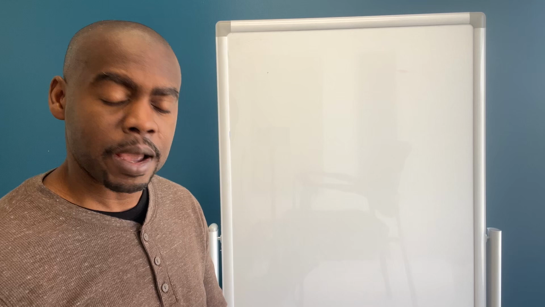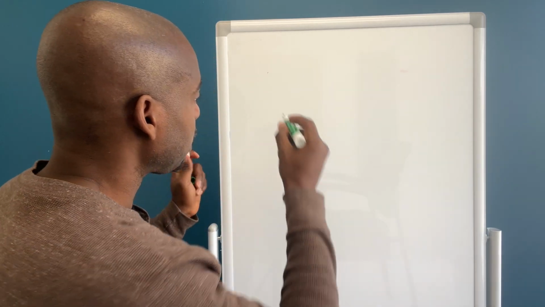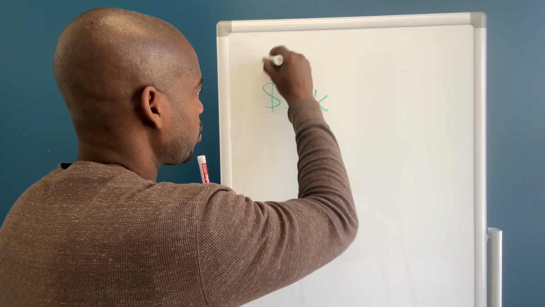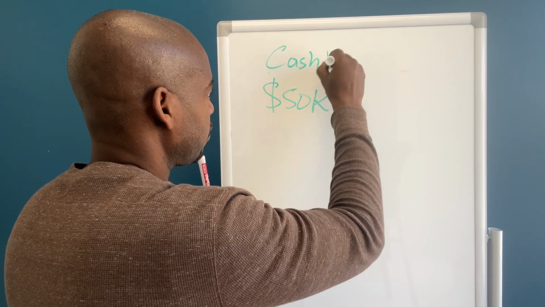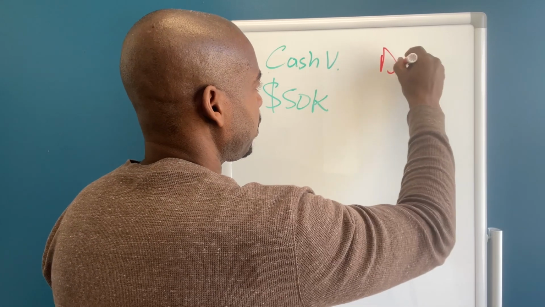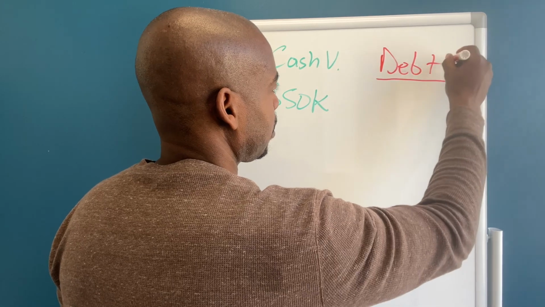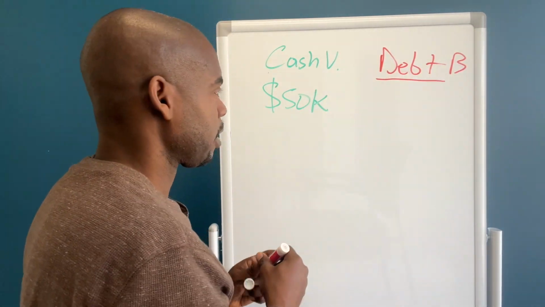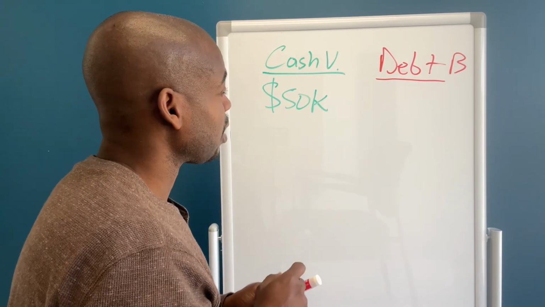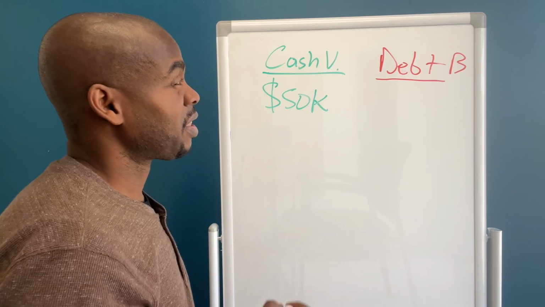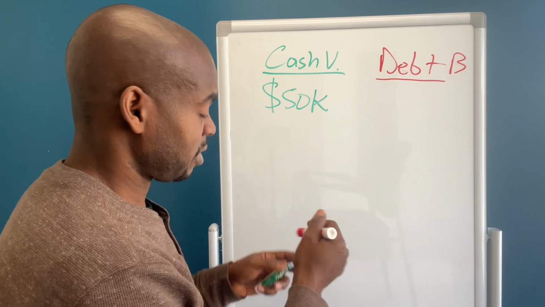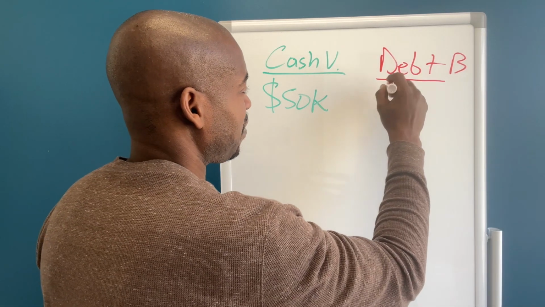So let's look at an example. Let's say you had $50,000 of cash value. So here is cash value and death benefit. Cash value and death benefit. Let's say you had $50,000 of cash value, and in this particular policy, let's just say your death benefit is $250K at this point.